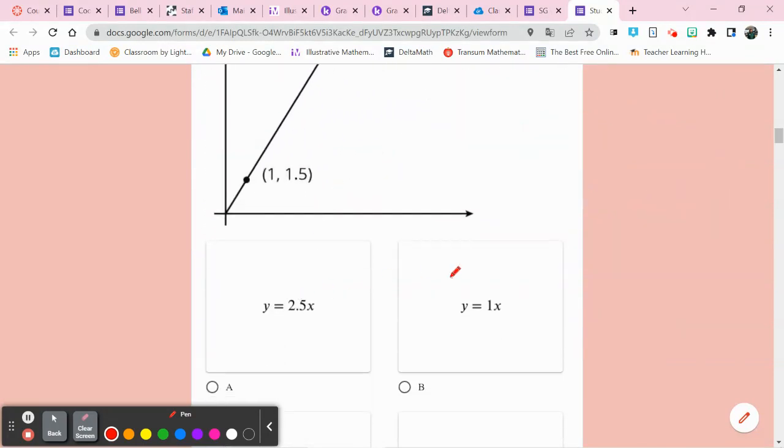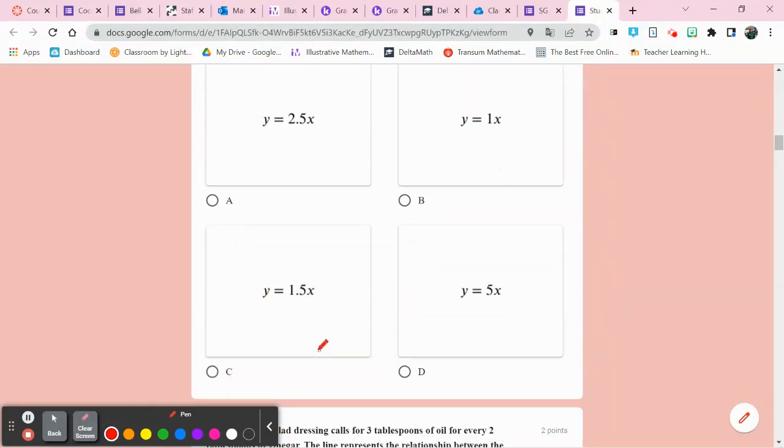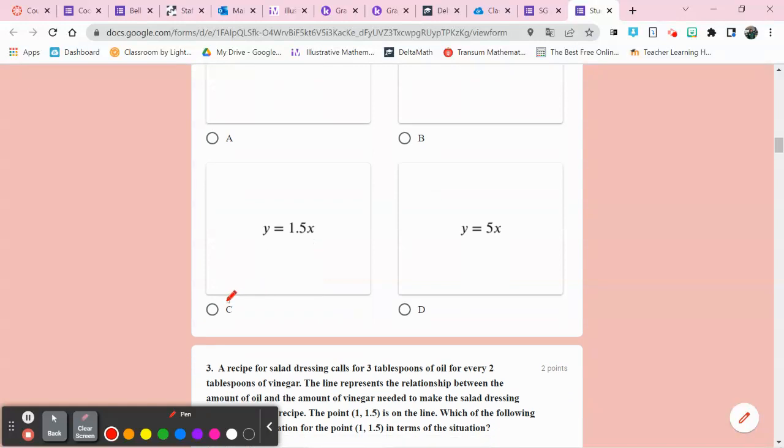It's not that one, not that one. There it is. Y equals 1.5 with the x behind it. And that gives us directions. If we need to find our y value, we multiply our x's by 1.5. So we got C. Again, if you needed to slow down, please pause as needed.